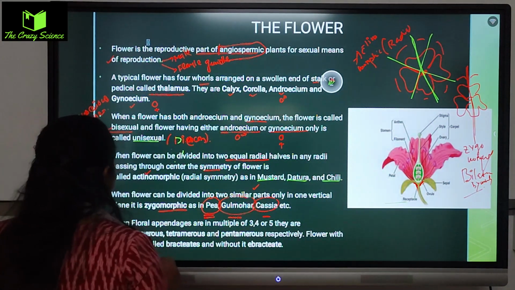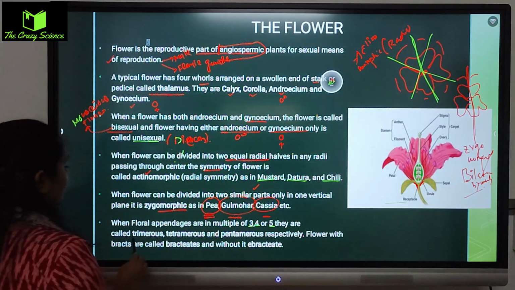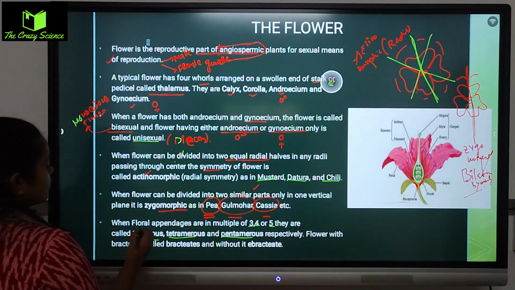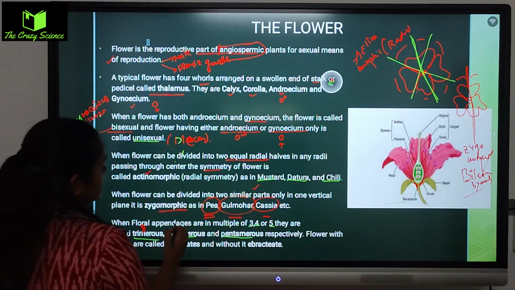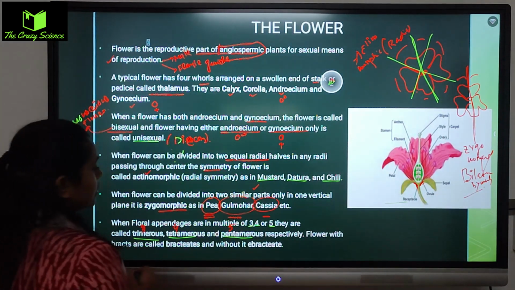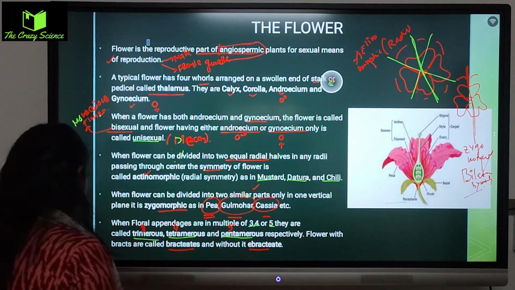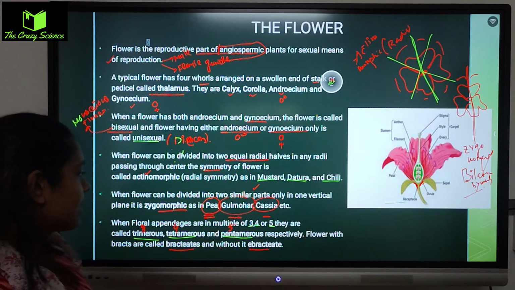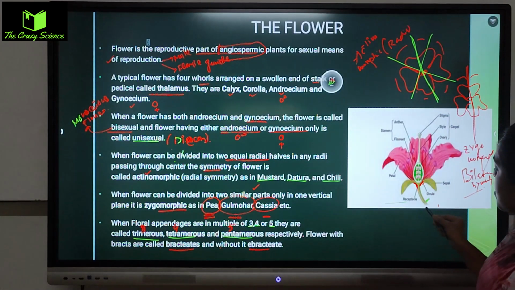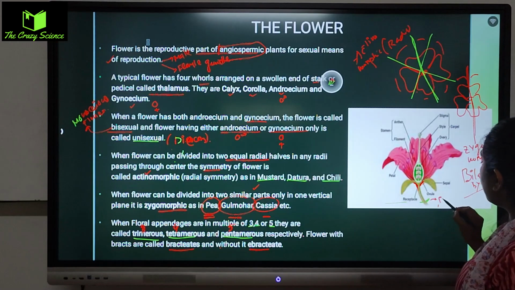Okay? The floral appendages are in multiples of 3, 4 and 5. They are called trimerous, tetramerous and pentamerous respectively. Tri means when the floral parts are 3, tetra means when the floral parts are 4, and penta means when the floral parts are 5. The flower with bracts is called bracteate, and without bracts is called ebracteate. If a flower has a tiny structure attached to the stem, this is called bracteate.